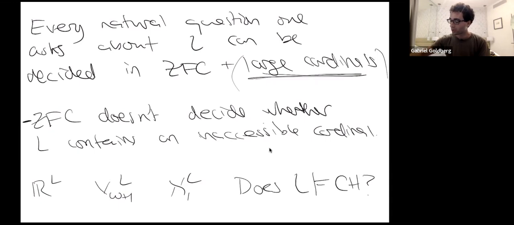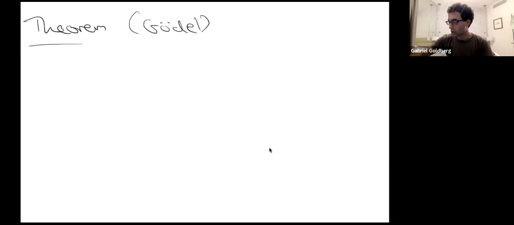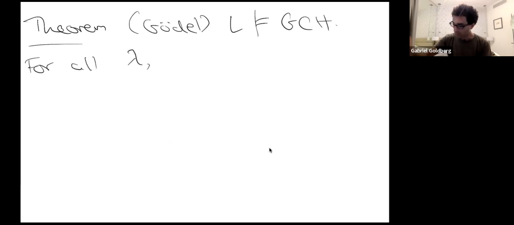And Gödel showed that L satisfies not just the continuum hypothesis, but the generalized continuum hypothesis. So for all cardinals lambda, 2 to the lambda is equal to lambda plus. And much more has been done in L. Practically every question of set theory has been decided in this model.